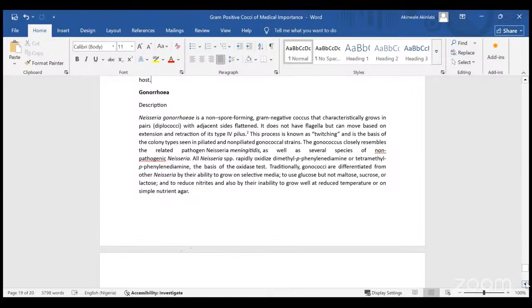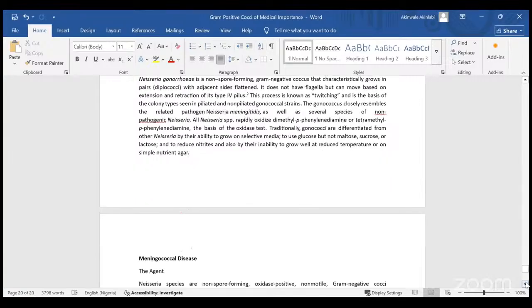Gonococcus closely resembles meningitidis. The two of them are like twins. The only difference is that the habitat the two of them affect is different, but they are like twins, so you can hardly differentiate them. The only thing you can use to differentiate them is from which sample you got them. Is it from a genital sample or from cerebrospinal fluid? Are we together?